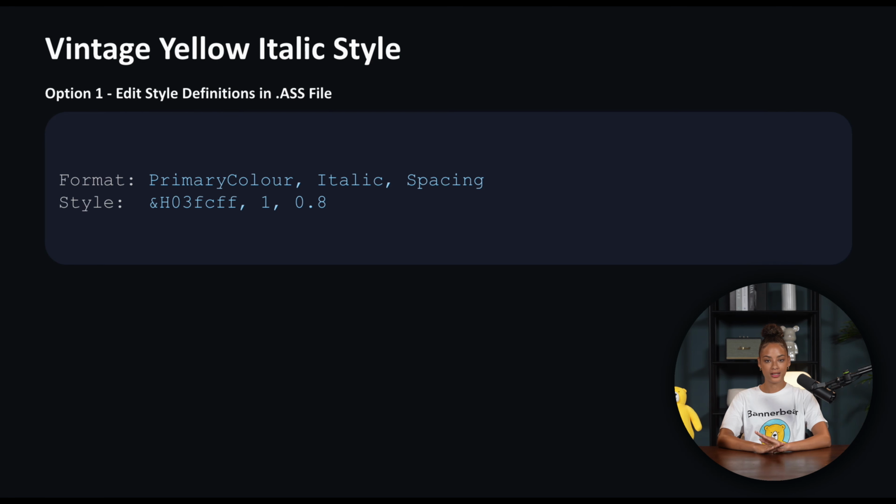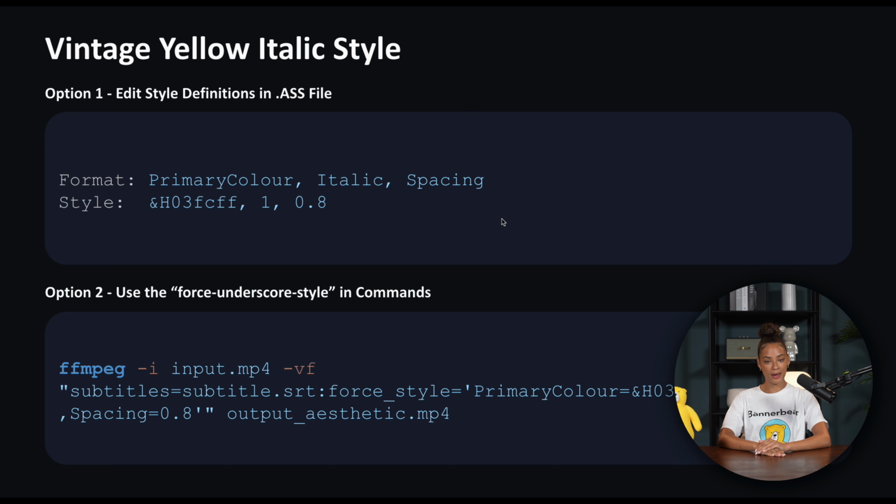Now, for something a bit different, the vintage yellow italic style. This one's more of an aesthetic choice, and it's been around since the early days of DVDs. It's nostalgic, eye-catching, and works well for short-form content, travel videos, or anything with a retro vibe. Here's how to set it in your ASS subtitle file, or as a one-liner FFmpeg command.